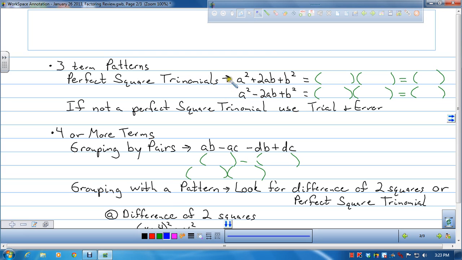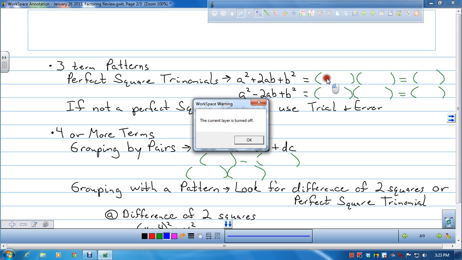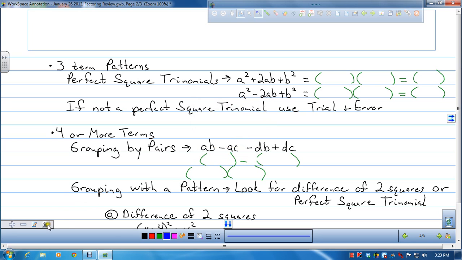This perfect square trinomial, the pattern here, if I've got something squared plus 2 times what I squared times there times what I squared there. Remember, these patterns go like this. And of course I forgot that layer too. Boom. There we go.